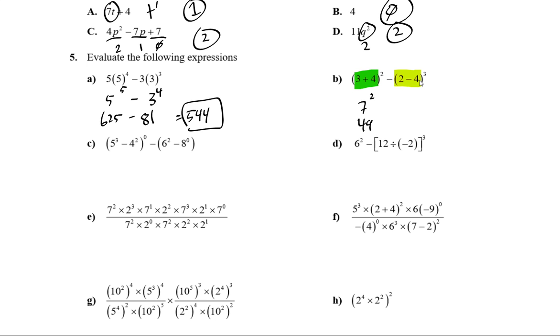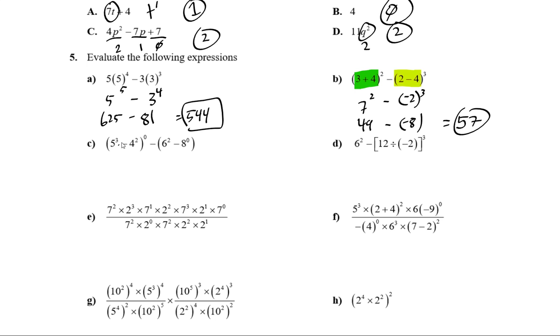And over here, 2 minus 4 is negative 2 cubed. Still minusing in the middle here. And negative 2 cubed is negative 8. And at the end here, 49 minus negative 8 is the same as 49 plus 8, which is 57.